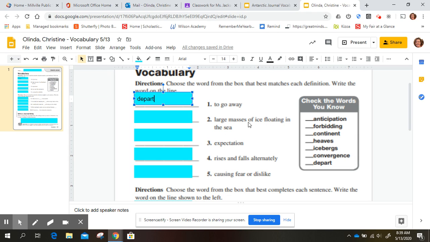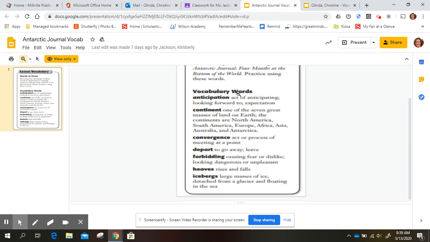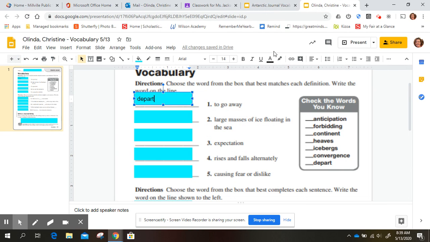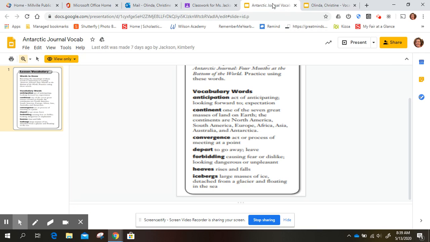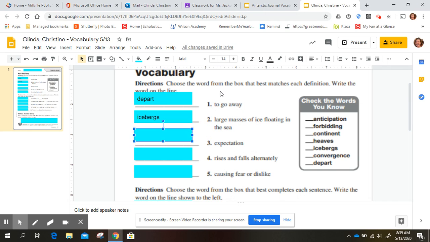Number 2, large masses of ice floating in the sea. Many of you probably know what that one is by just looking here, but if you weren't sure, you could flip through over here, and then I say large masses of ice detached from a glacier and floating in the sea would be icebergs. Good. Number 3, expectation. So I look through here and I flip back and I see, where do I see the word expectation? Act of anticipating, looking forward to, expectation. So here it is. So the word would be anticipation.